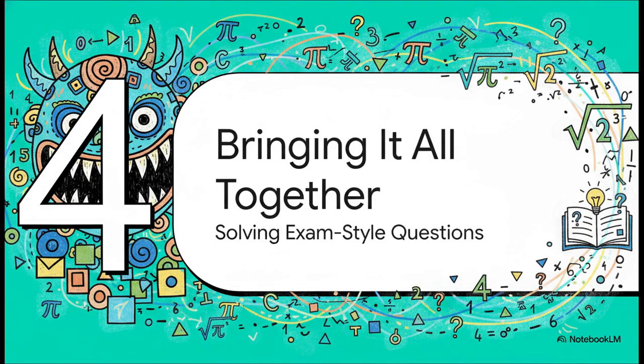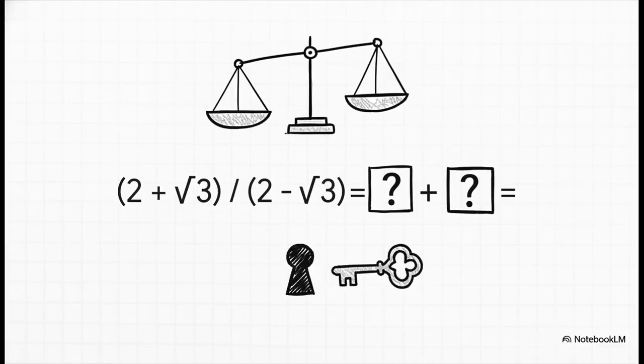Okay, you've got the concepts, you've got the skills, it's time for the final boss battle. Let's tackle a typical exam question that combines everything we've just learned. This is a super common type of question in ICSE exams. We're given this equation and we need to find the values of a and b. The plan is pretty clear. We need to take that messy fraction on the left, clean it up using rationalization, and then just compare it to what's on the right.